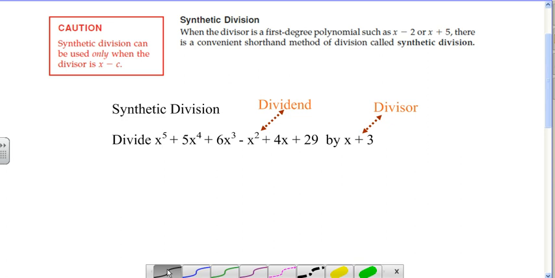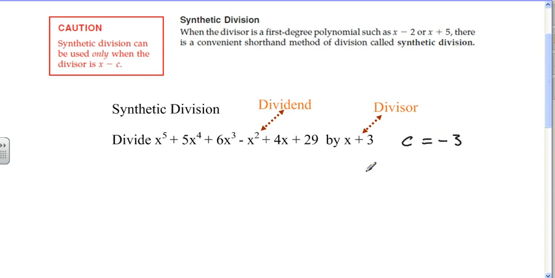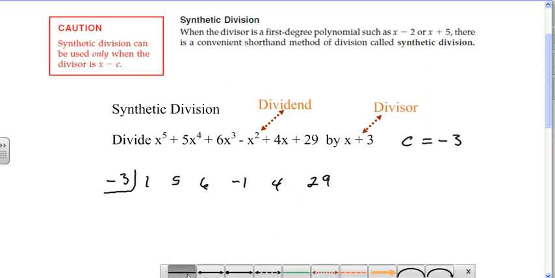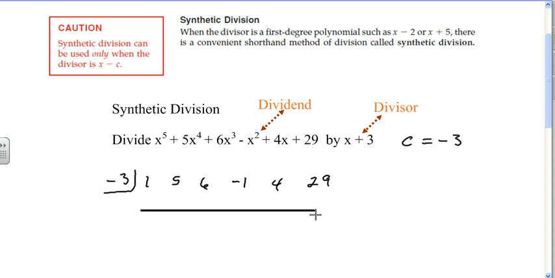When you're using synthetic division, the first thing you do is take the divisor and find the value of c. In this case, our value of c would equal -3 because it's in the form of x minus c. So we'll put -3 here, and we're going to put this little symbol here, which is kind of like half of a square. Then we're going to list along here the coefficients of the dividend: 1, 5, 6, -1, 4, and 29. Then we'll leave some space here, and put a horizontal line.